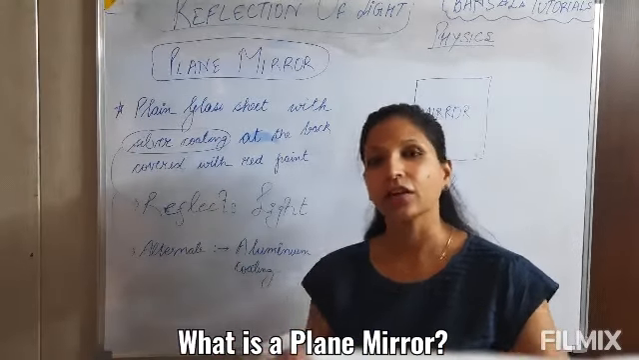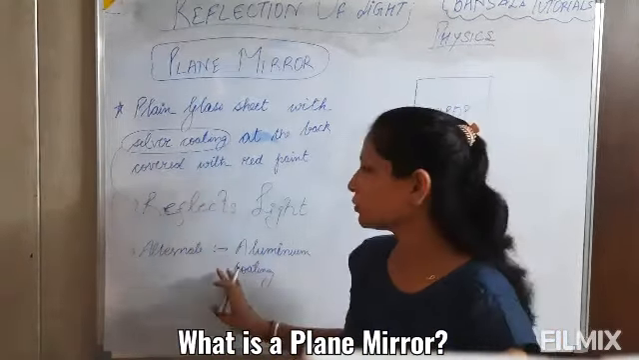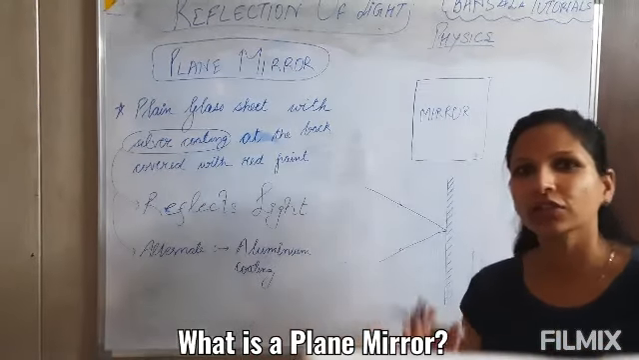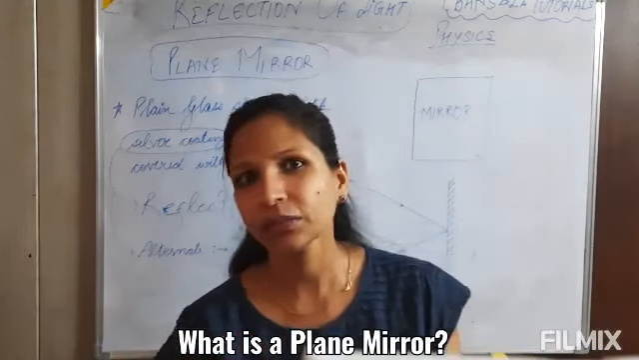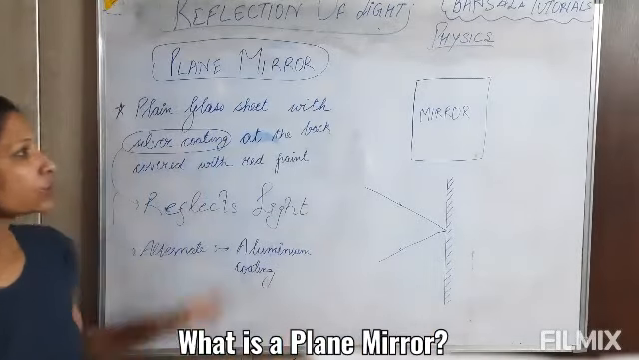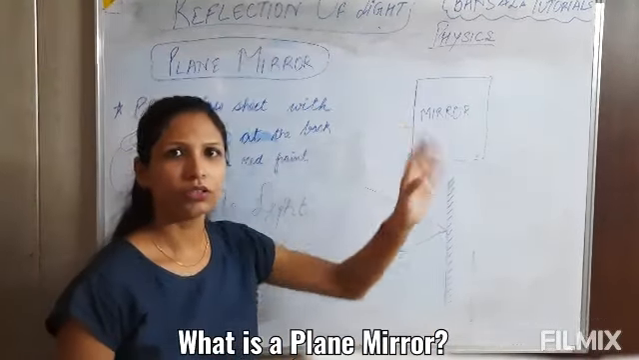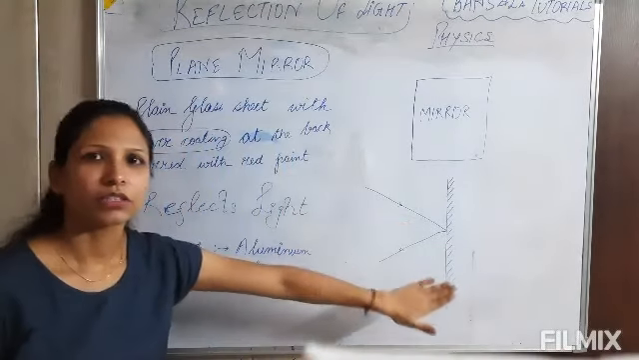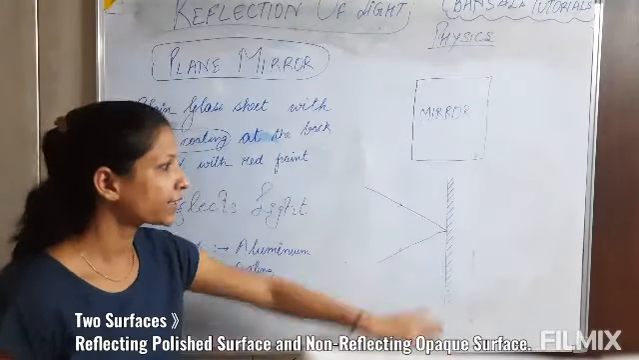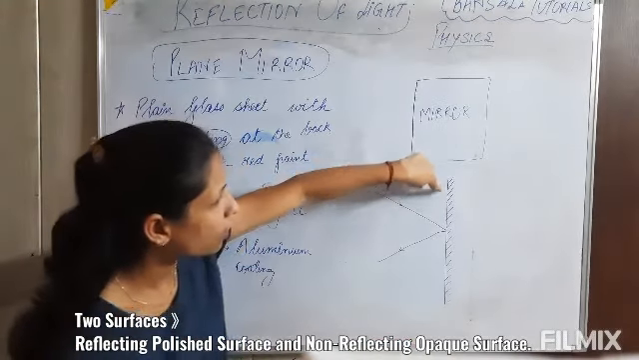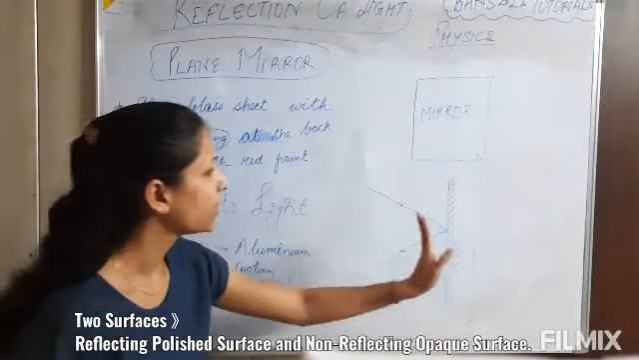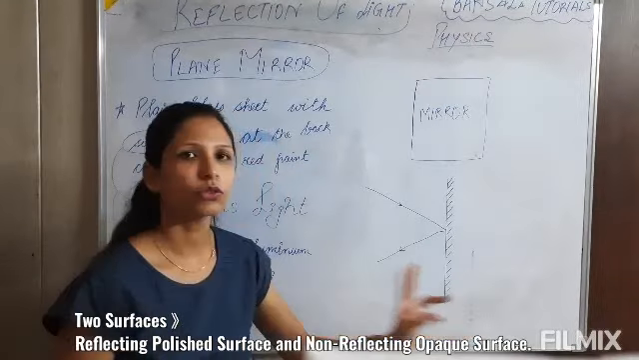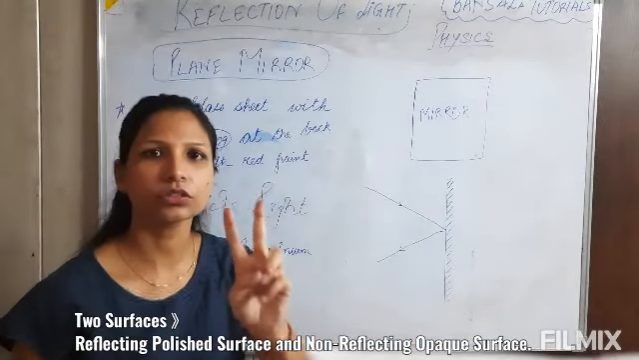But nowadays an alternative has been chosen, which is aluminium coating instead of silver coating. Why? Because aluminium is cheaper than silver. So this is a plane mirror. You all have a plane mirror in your homes, but in your diagrams you will draw a plane mirror like this. How? You will draw a straight line, and this straight line will have two surfaces. A plane mirror has two surfaces.